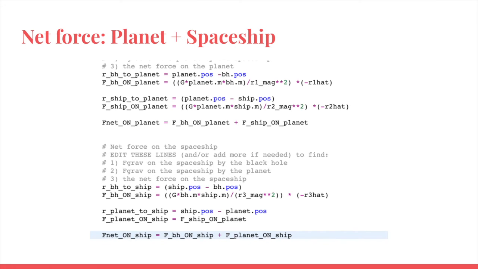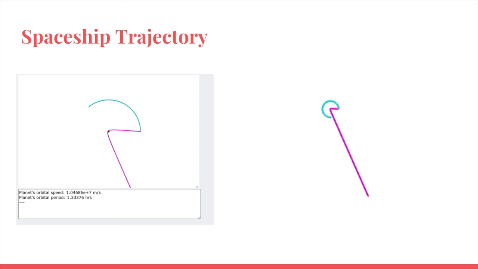So here is the code that I used to find the net force on the planet and spaceship respectively. The planet has the black hole acting on it and the spaceship acting on it. I added those two to find the F net on the planet, and I used a similar computation for the spaceship. So here you can see the spaceship trajectory screenshots.